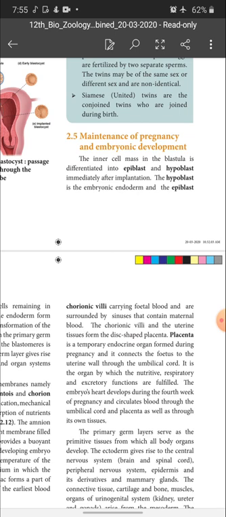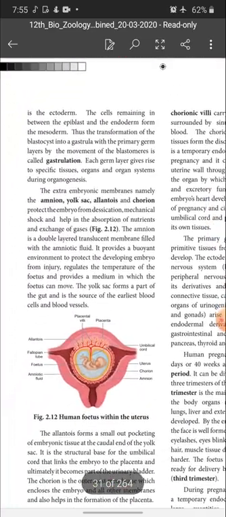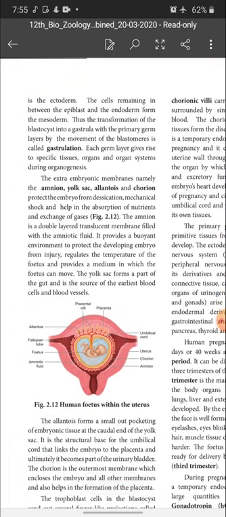One is epiplast, another one is hypoplast. What is epiplast? The epiplast develops into ectoderm, and the hypoplast develops into embryonic endoderm. So the cells remaining in between the epiplast and the endoderm form the mesoderm. There are some cells in between the ectoderm and endoderm, and those cells form another layer called mesoderm. So there is a formation of a three layered structure, that is ectoderm, endoderm and mesoderm.